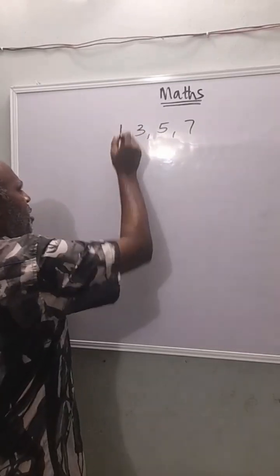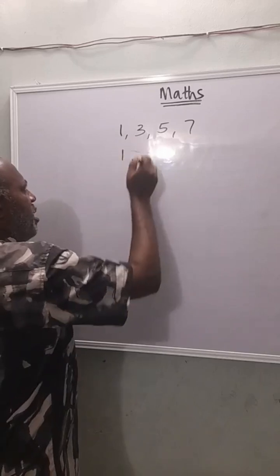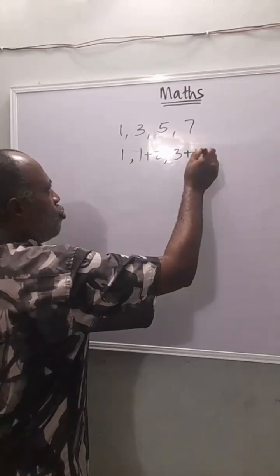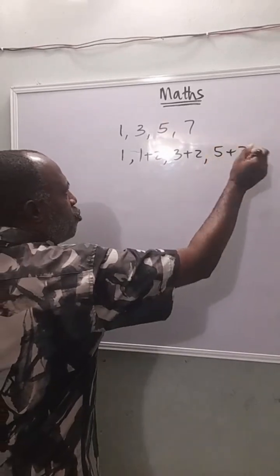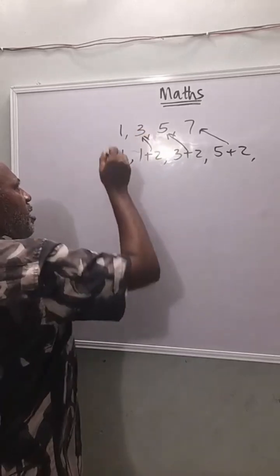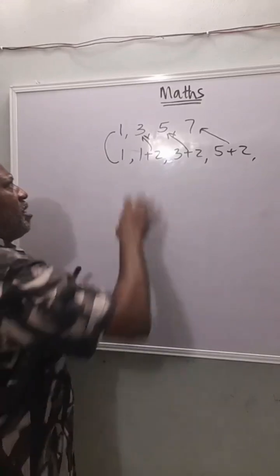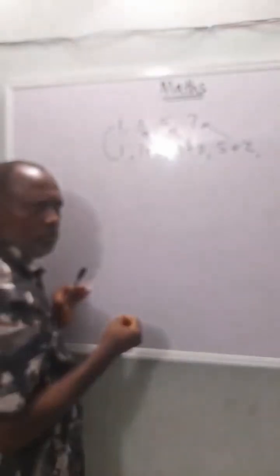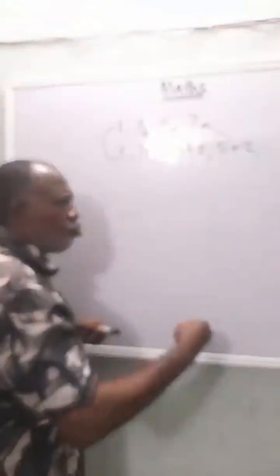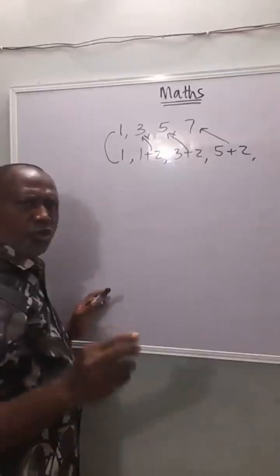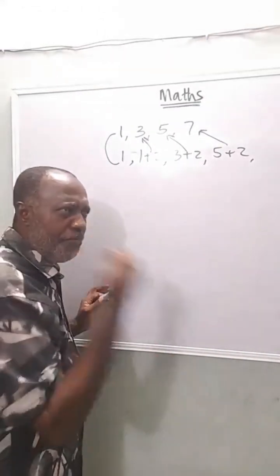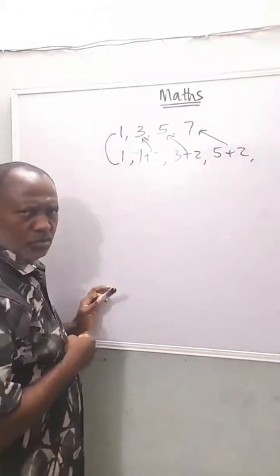That means if I know 1, I'll add 2 to get 3. I'll add 2 to 3 to get 5. I'll add 2 to 5 to get 7. That means as far as odd numbers are concerned, their common difference is just 2. So if I know the first one, I will add 2 to the first one to get the second one. So this question is talking about two positive odd numbers that differ. Differ means there is a difference, minus.